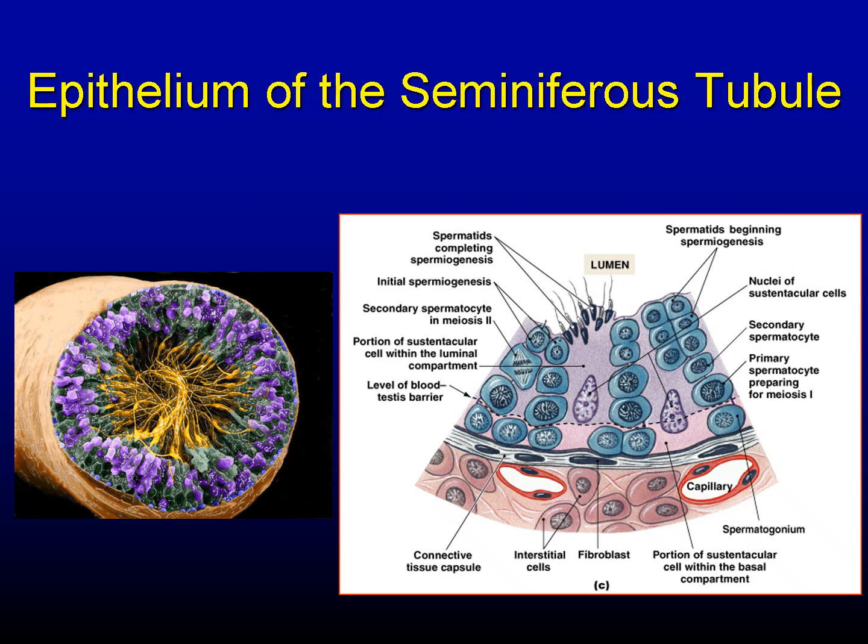The testes make gametes and secrete male sex hormones. Production of sperm, and targets for hypophyseal hormones, are found in and between the seminiferous tubules that comprise the testes. Let's take a closer look at an enlarged portion of the seminiferous tubule epithelium. The first cells that are encountered are just inside the connective tissue capsule surrounding the seminiferous tubule.